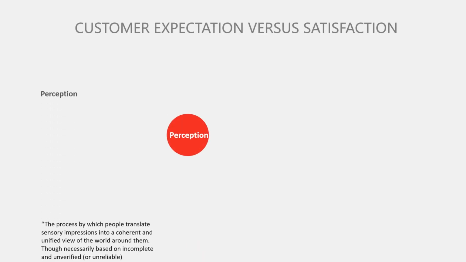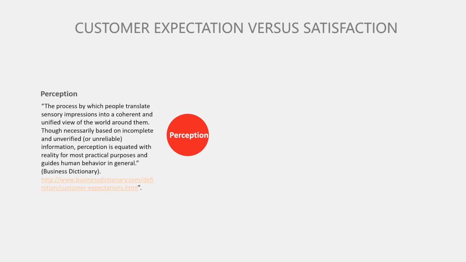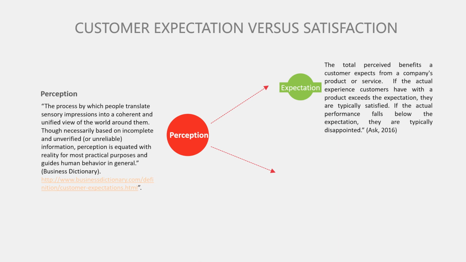It is important to note that many of the emotional attributes are real and in general reflect reality, but they do not equal reality. This perceived reality is called perception and is defined as the process by which people translate sensory impressions into a coherent and unified view of the world around them. Many of the perceptions are also based on incomplete and unverified or unreliable information. In the context of tourism marketing, perception is considered a major influential predictor in directing decision-making and consumer behavior. In the same vein, tourists' expectations and satisfaction with a product are often perceived reality instead of objective reality.